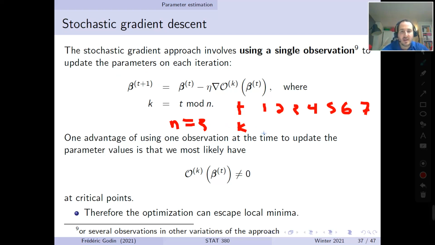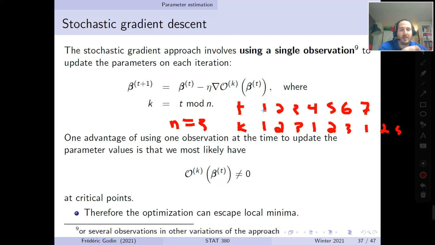Then in that case, k would be 1, 2, 3. Yeah, I just realized there's an issue, because here at 3 it would be 0, but okay, so I need to work a bit with this equation. So instead of being a 0, this is a 3, it should be 1, 2, 3, 1, 2, etc. Okay, so sorry, this expression is not perfect. I must fix it.